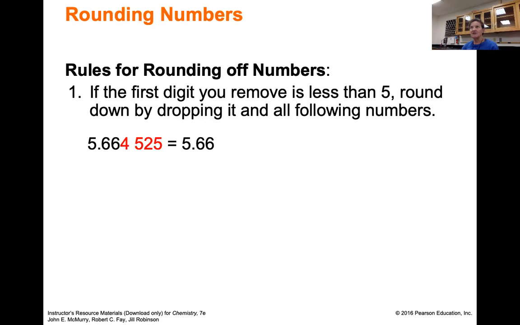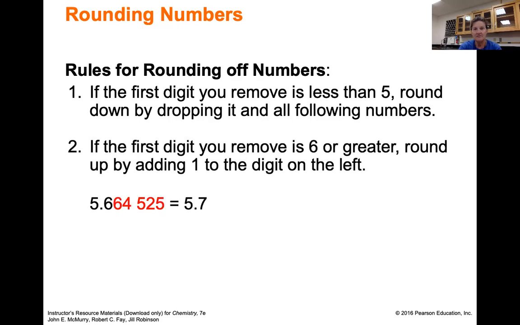So rules for rounding. Once you've done your calculation, deciding how many sig figs you have, let's say that you want to round this number to 3 sig figs. So if the first digit you remove is less than 5, round down by dropping it and all the following numbers. So if I want to round 5.664525 to 3 sig figs, the 4 is less than 5, so I'm going to drop that and everything else, and the number rounds to 5.66.